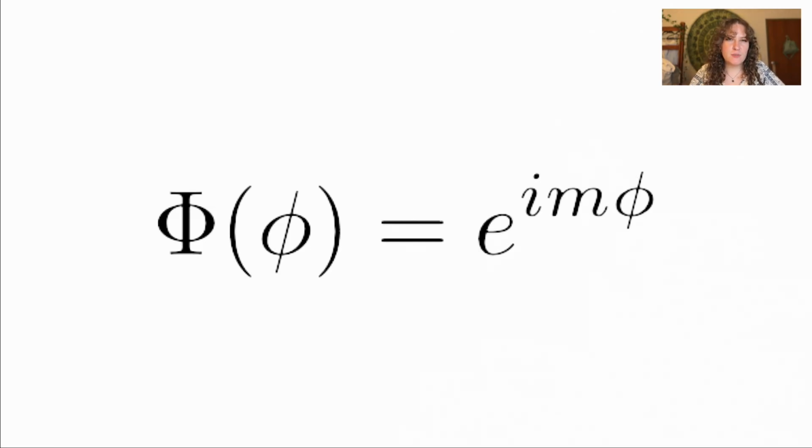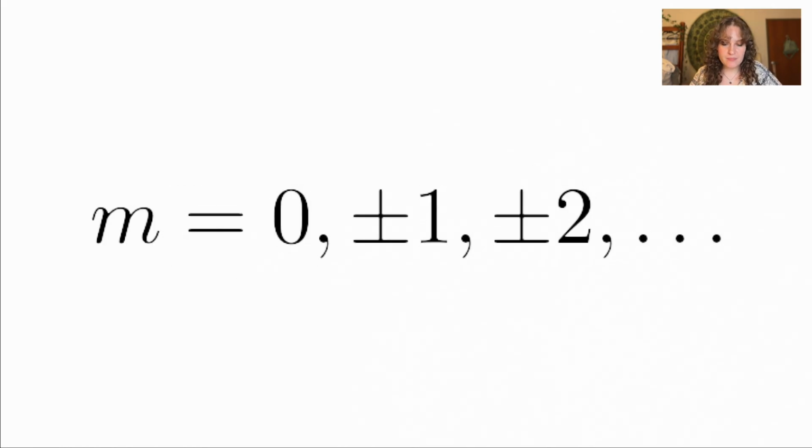And here's the first place where quantization shows up. Phi is an angle. When you go all the way around, it goes from 0 to 2 pi, and you'll end up back where you started. That means that e to the im 2 pi has to equal e to the im 0, which forces m to be an integer: 0, plus or minus 1, plus or minus 2, and so on. It's not a rule we imposed, it just fell out of the math.